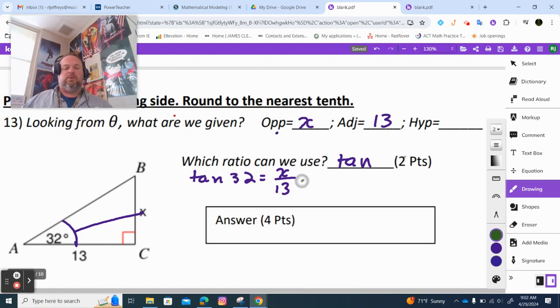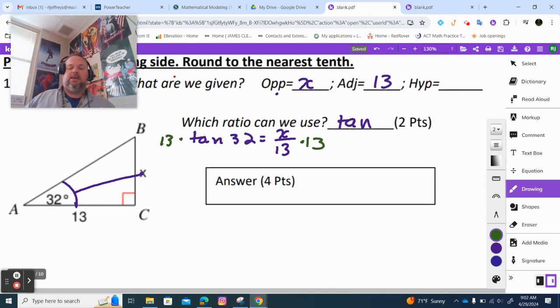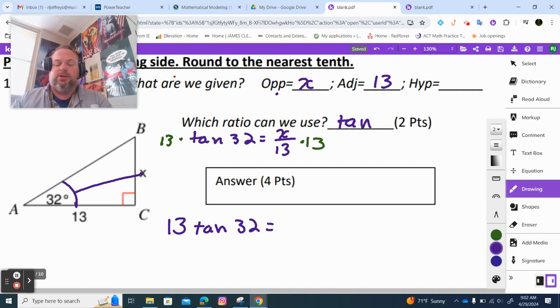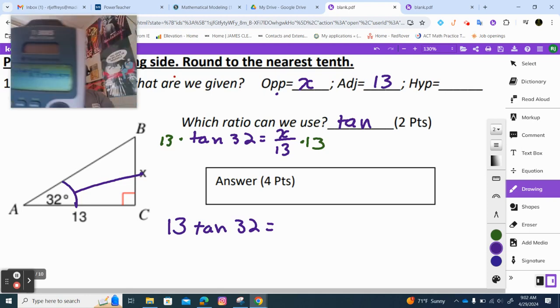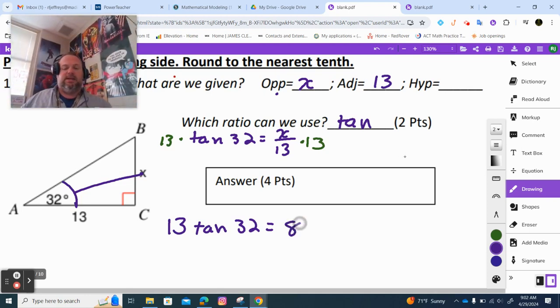And remember, you would multiply. So in your calculator, you would literally put 13 tangent 32. Okay. And remember, you don't have to close that parenthesis. The math police won't get us. All right. It says round to the nearest tenth. So this is 8.12. This is neither 5 or higher. So we get 8.1. Final answer.